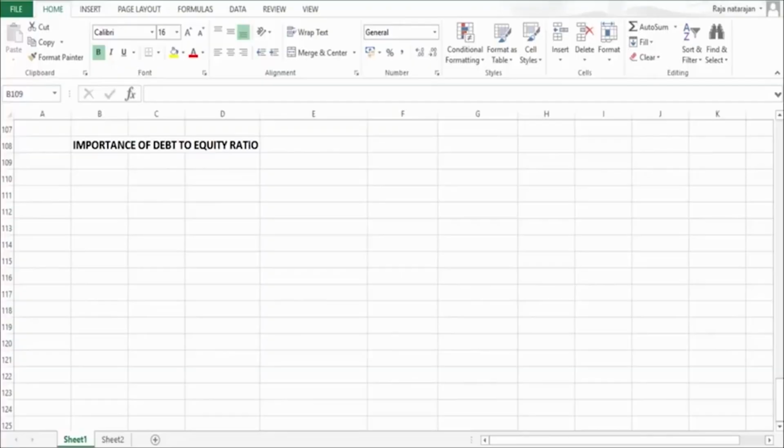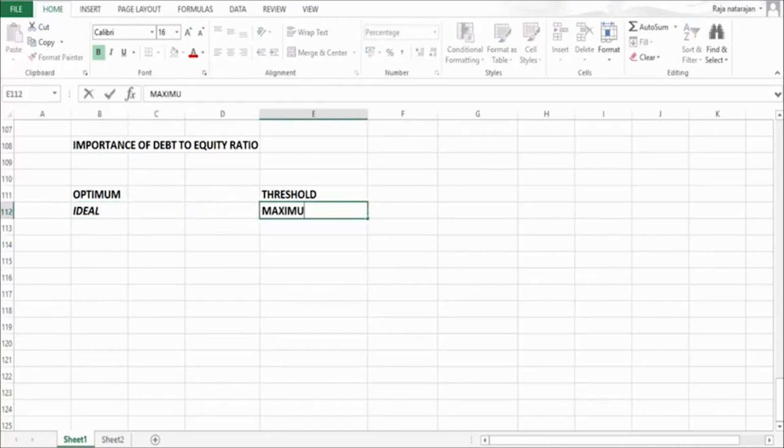Let's understand the importance of debt to equity ratio from banking angle. Now, when we analyze this debt to equity from banking angle, we have to divide this ratio into two. One is the optimum ratio, and the other one is threshold ratio. Optimum ratio is the ideal ratio which every company should be aspiring for, whereas threshold ratio is the maximum beyond which no company should cross. That is, if the ratio touches this level, then it indicates that it is actually a danger line. So what is ideal ratio, what is maximum? Let's see one by one.